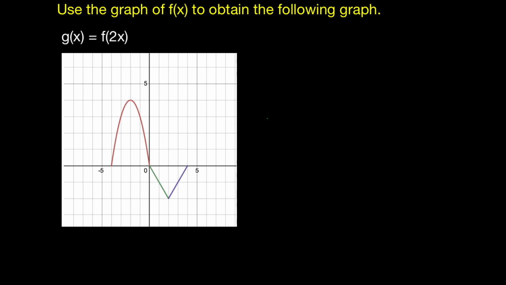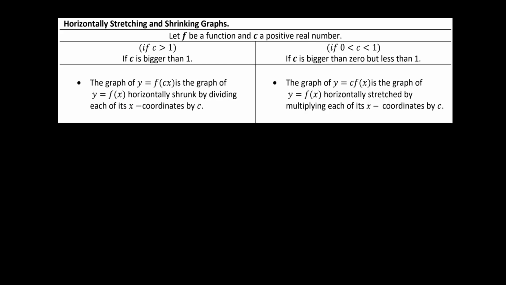Use the graph of f of x to obtain the following graph, g of x equals f of 2x. Now, because we have a scale factor inside of the function, I know that I'm going to have a horizontal shift. And in this situation, since my scale factor c is bigger than 1, I should be aware that that's going to cause my function to get smaller or to shrink, since we're going to be dividing each x coordinate by that value.